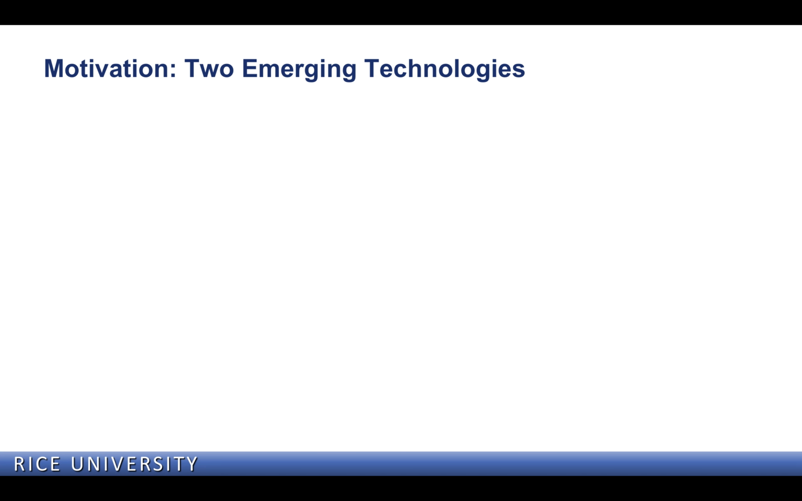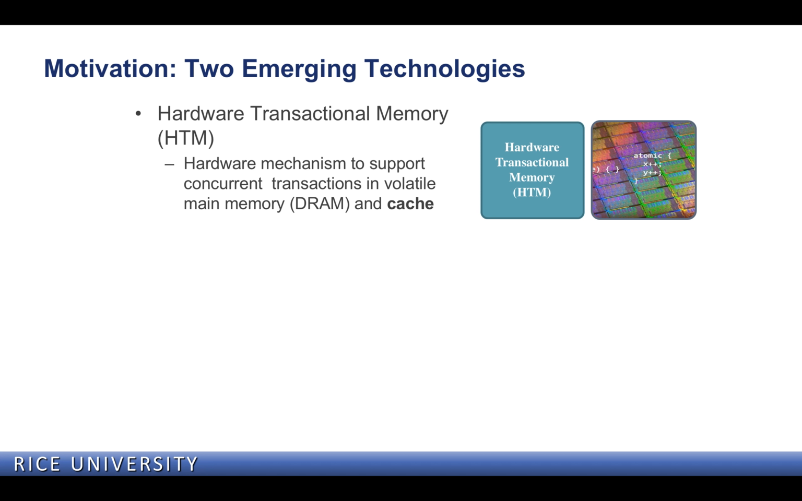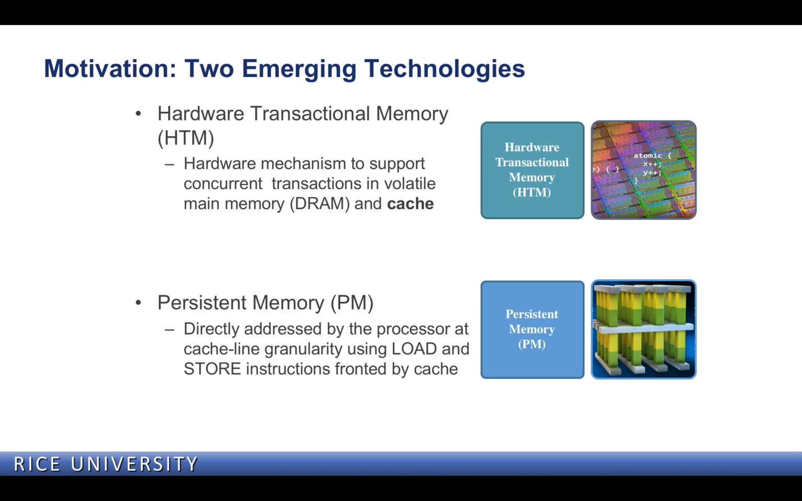And two technologies hold enormous potential to revive trends in application performance and usher in a new era in transformative speeds. The first is hardware transactional memory, which is an easy-to-use mechanism to support concurrent transactions in volatile DRAM. So easy to use, programming supported by the hardware. The second is persistent memory, which is directly accessed by the processor using load and store instructions fronted by the cache. And persistent memory gives us access to large capacity, persistent data at fast, near DRAM speeds.